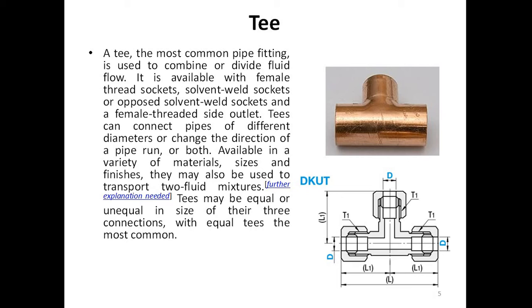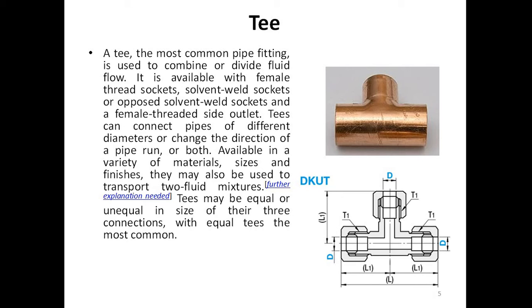A tee is the most common pipe fitting, mostly used in pipe fitting. It is used to combine or divide fluid flow. Combine means when two flows coming from different sides are converted into one; in this case, it is called a combined flow. Divide flow means one incoming flow is divided into two flows.